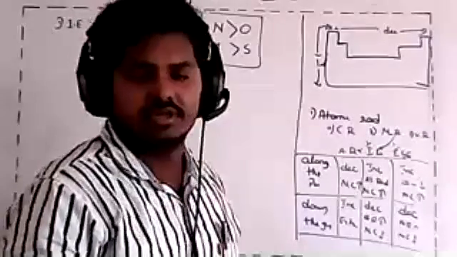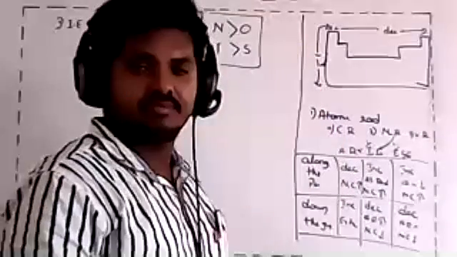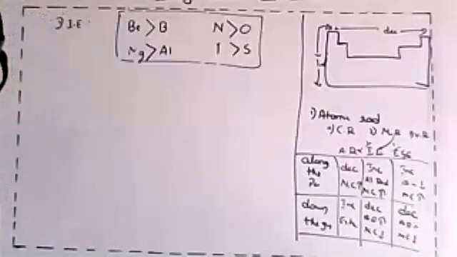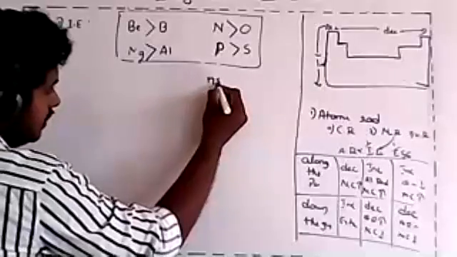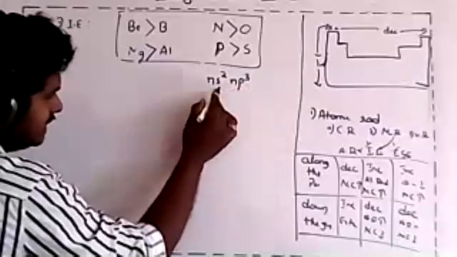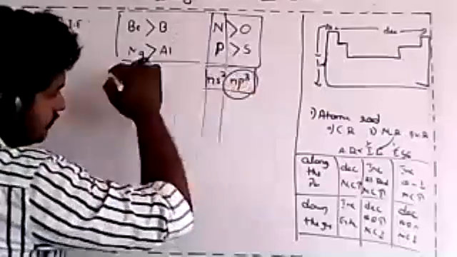Ritika, can you just turn on the mic and tell me the reason behind this? Because half-filled configuration is more stable. So which one is having a half-filled configuration here? Nitrogen and phosphorus. Both have the same configuration of ns2 np3. I wrote n here because it is a general one. For group 15, you write ns2 np3. You can see it is a half-filled configuration.